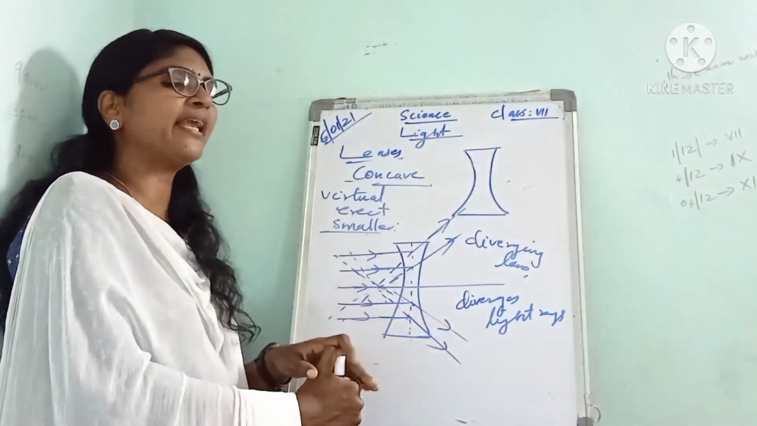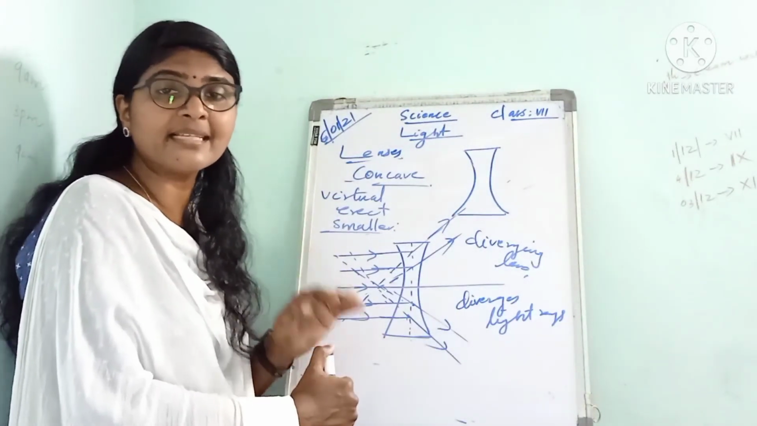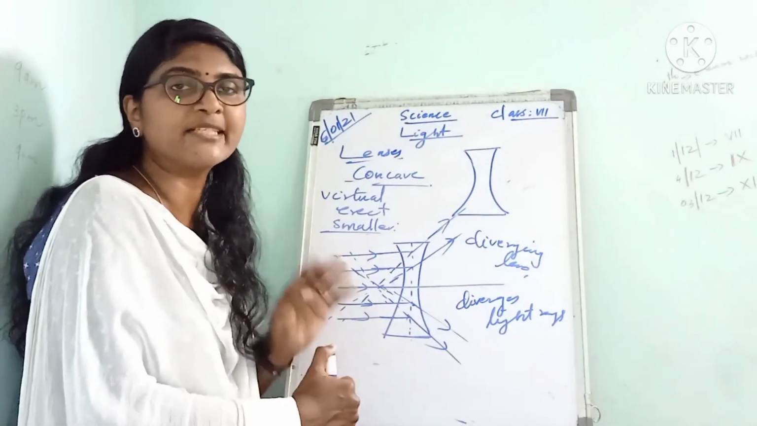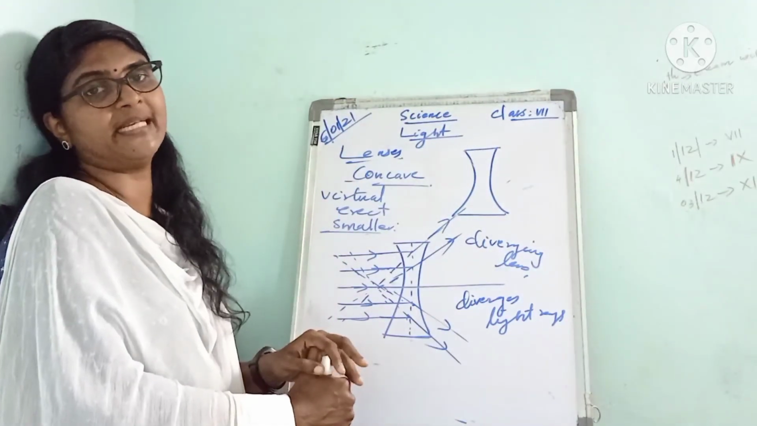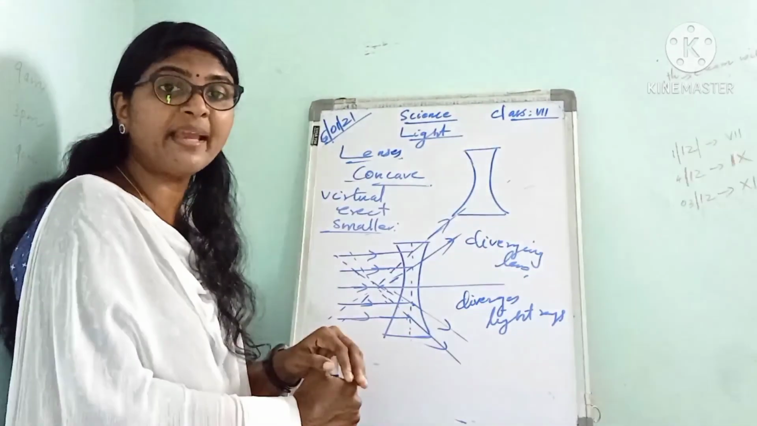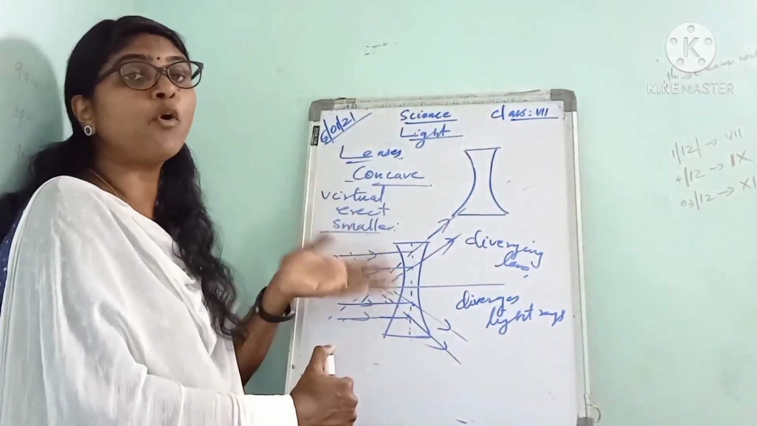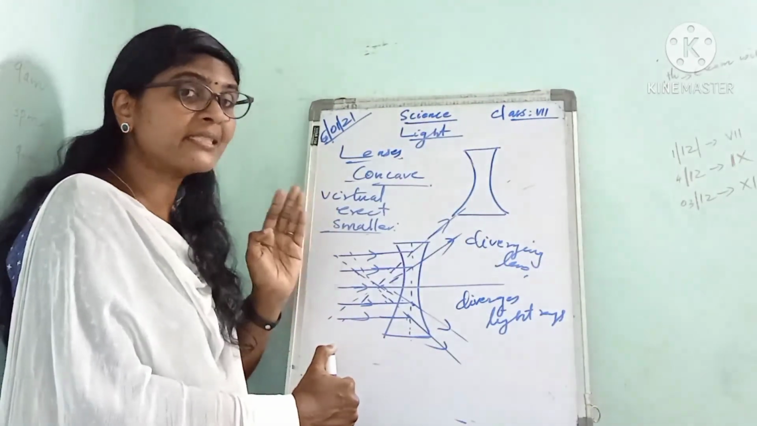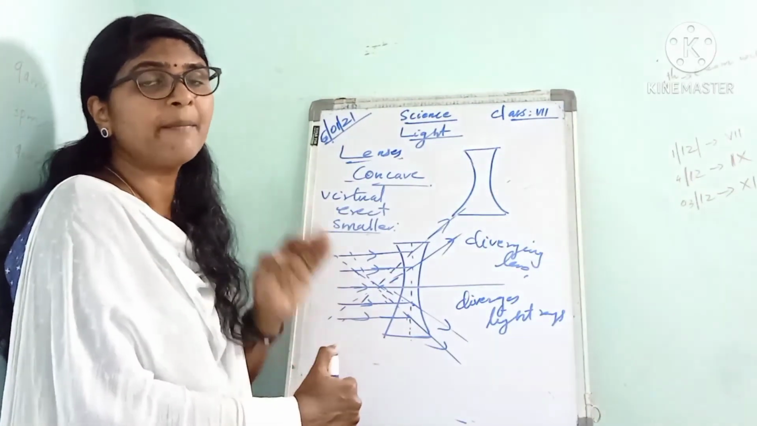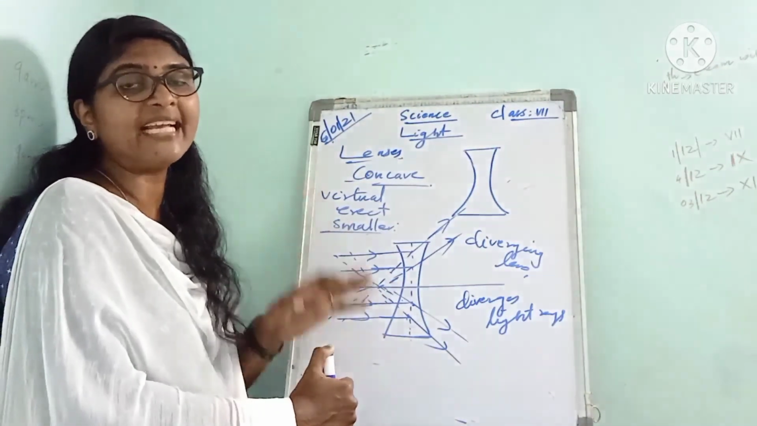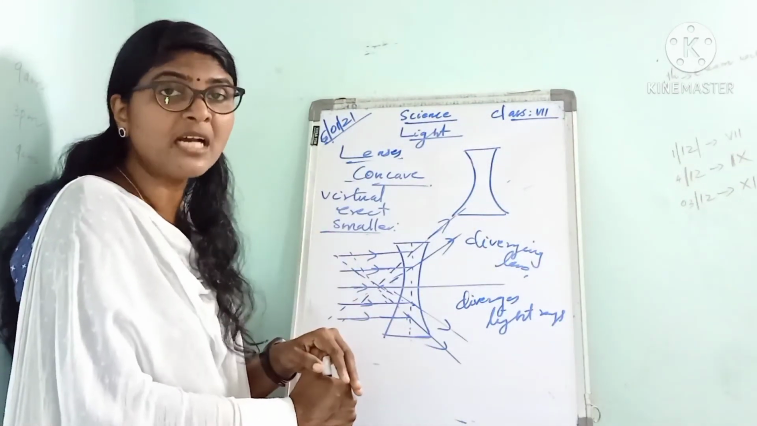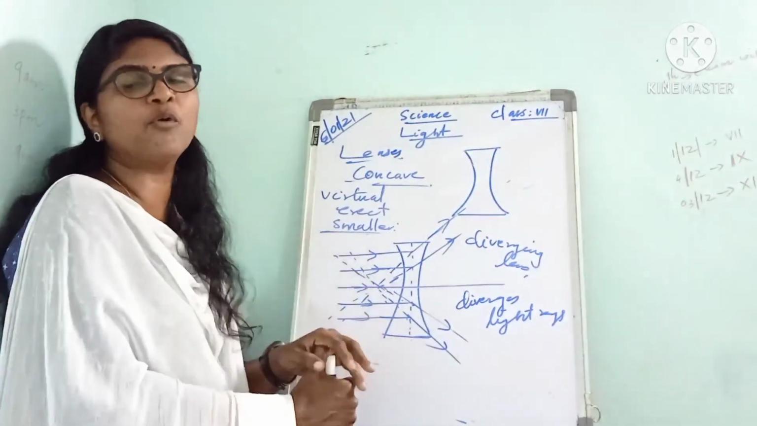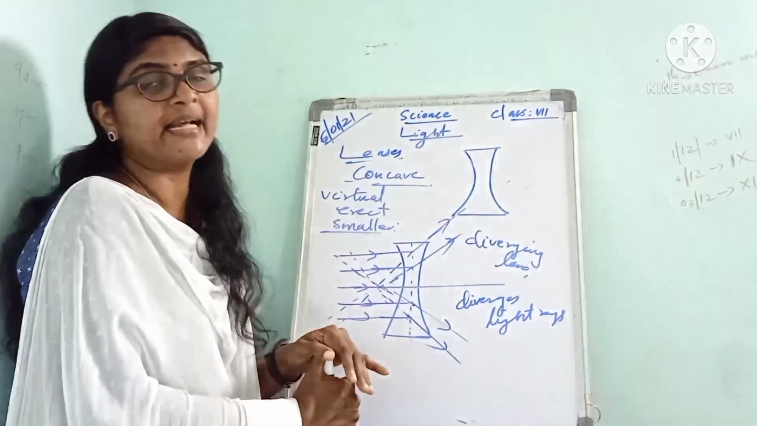Then we can talk about the concave lens. Concave lenses are thinner at the center than at the edges, and the image formed by a concave lens is virtual, erect and smaller than the object. A concave lens can form only virtual images, but a convex lens can form both real and virtual images. The concave lens is called a diverging lens because it bends light rays outwards. It is used in spectacles for people who can't see distant objects very clearly.